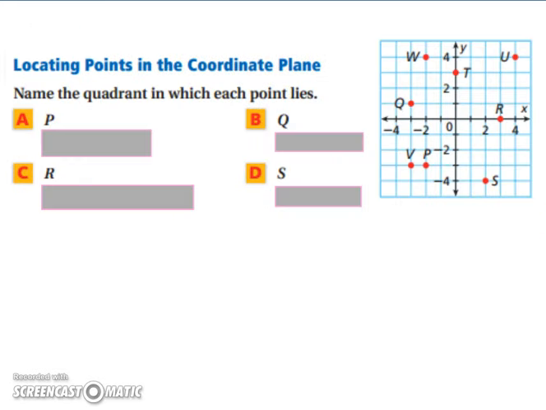Let's practice locating points. So name the quadrant in which each point lies. So we have to find point P, and point P is down here. And remember, we start in the upper right-hand corner with quadrant 1, and then we go counterclockwise. So quadrant 1, 2, P is in quadrant 3. Take a moment and pause the video and try the next 3.